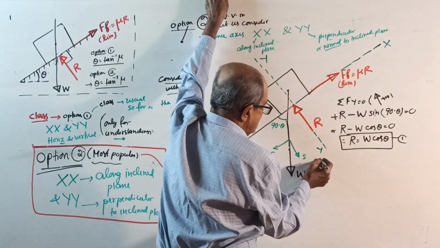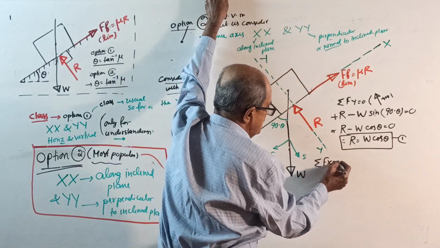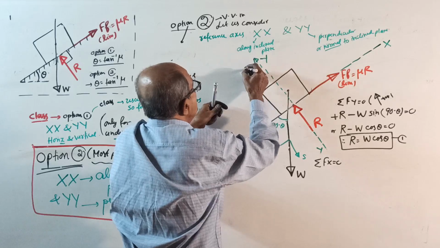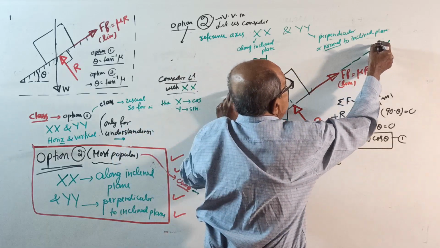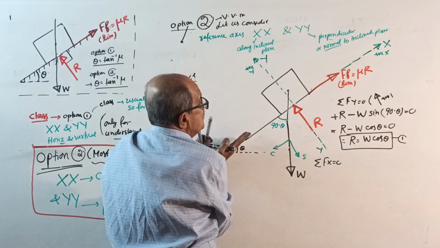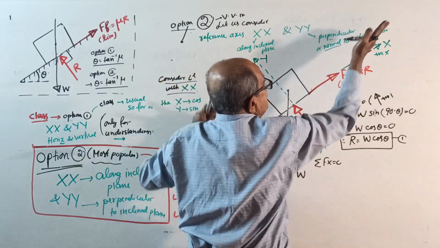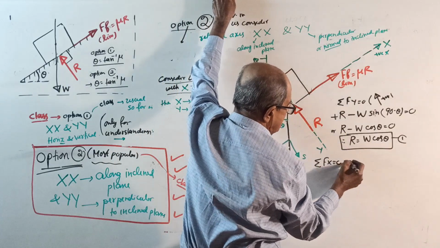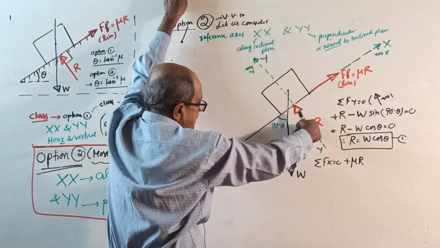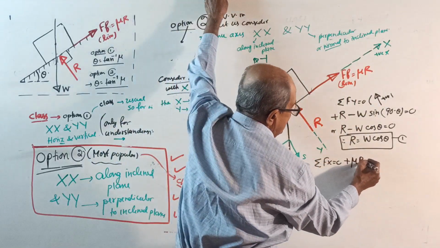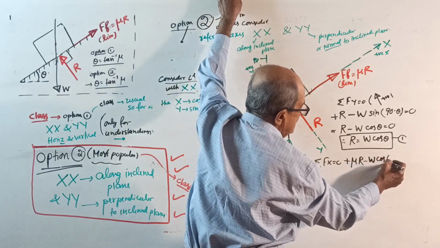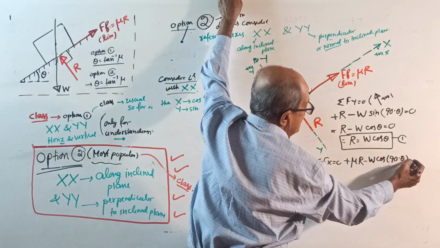Now make sigma Fx equal to 0. We will take this is positive y, this will make positive x. Sigma Fx equal to 0, this side positive. So plus mu R, this has no component, minus W into the x component, which is cos of 90 minus theta, equal to 0.